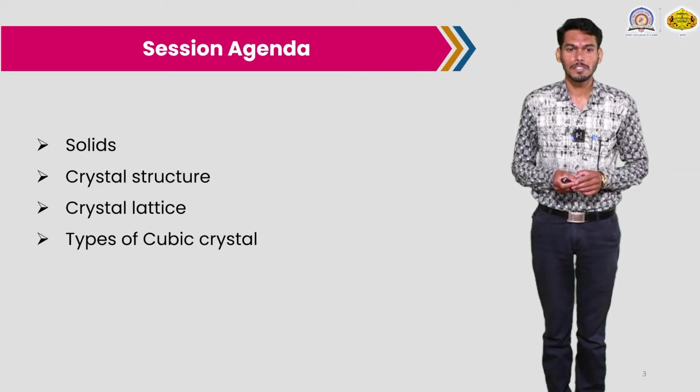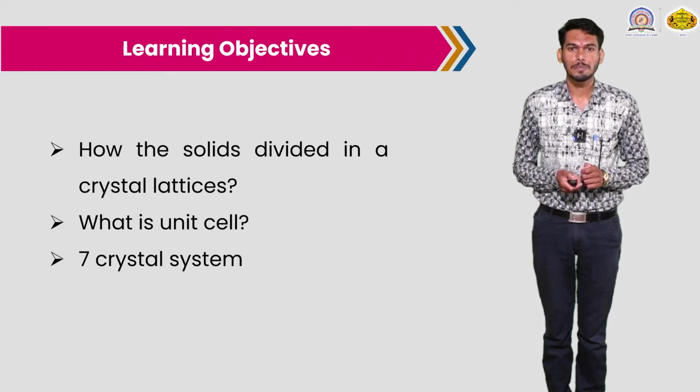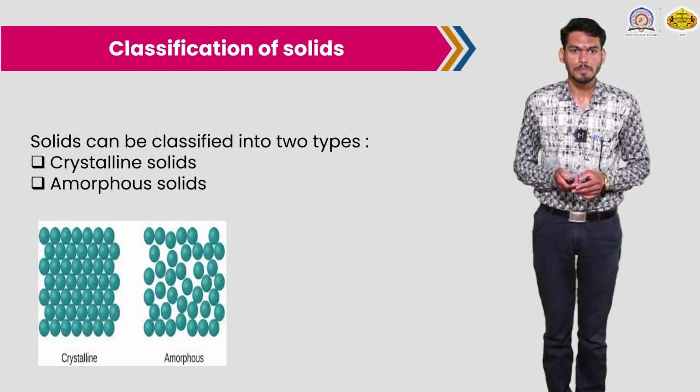In this lecture, we will discuss the part of ionic solids, that is, from the TYBSc classroom, crystal structure or crystallography. In this session, we will discuss what solids are, crystal structures, then crystal lattice and types of cubic crystals. The learning objectives will be how solids are divided into crystal lattices, what a unit cell is, and what the 7 types of crystal system are.